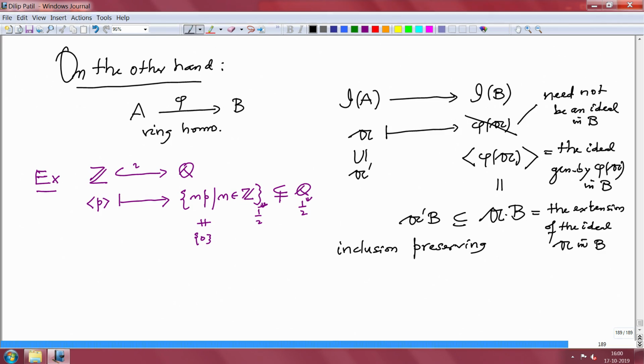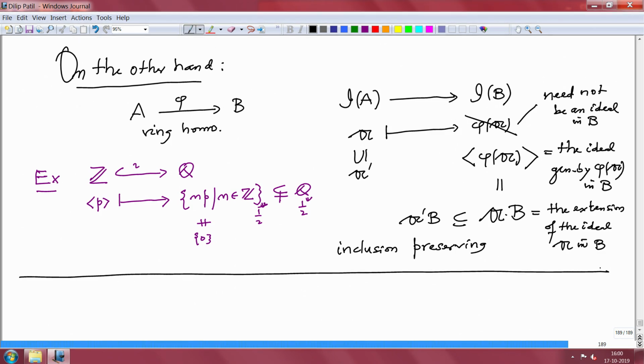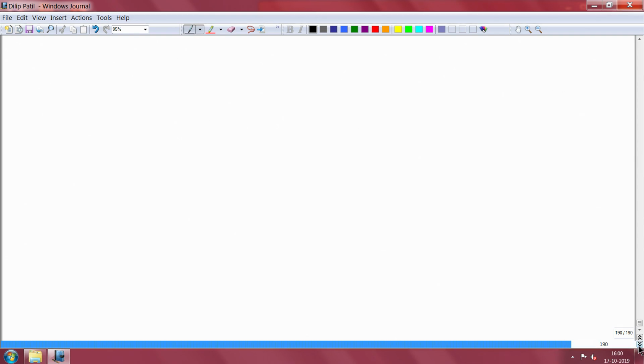Our problem is now to apply the above extensions and contractions to this particular ring homomorphism. And what happened to the prime ideals, what happened to the maximal ideals, and so on. This is the problem we are dealing with now. So, I will write statements one by one in this case, and we will check them one by one. Alright. So, we can write it as a theorem.